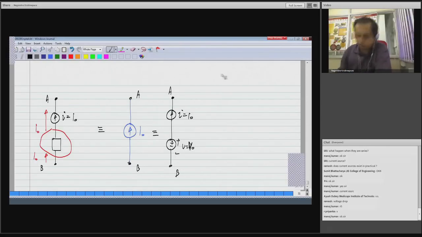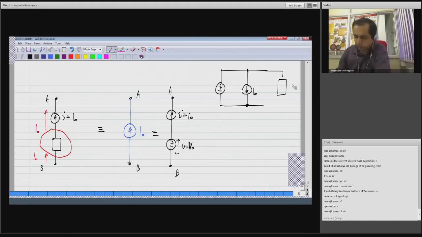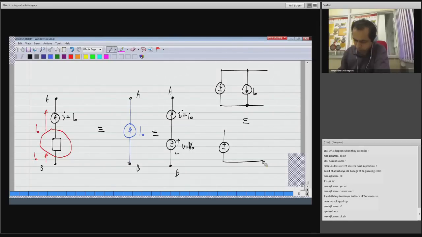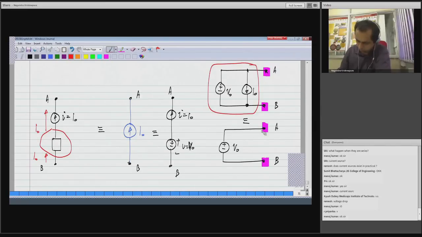Now, there will be some difference between these pictures. When I say voltage source and current source in parallel, and let's say this is not connected to anything else, we know that this is equivalent to a single voltage source. When I say equivalent, we have to be careful where they are equivalent. As far as these two terminals A, B are concerned, they are equivalent. That is, if I gave you this whole thing in a box and this thing in a box, you would not be able to tell the difference without opening the box.